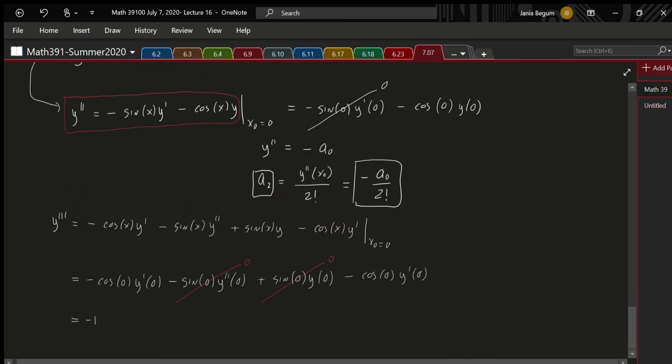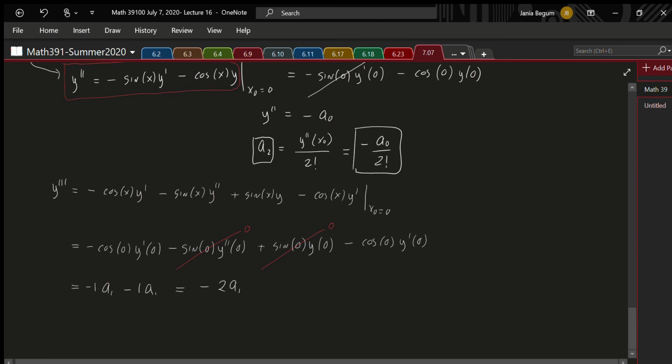And then the last term, again, cosine of 0 is 1, y prime of 0, that's A1. So what we really have is negative 2A1. That's corresponding to the y third derivative. Therefore, A3 is going to be the y third derivative evaluated at x naught over 3 factorial. So in our case, we're going to have negative 2A1 over 3 factorial. That's the coefficient for A3.